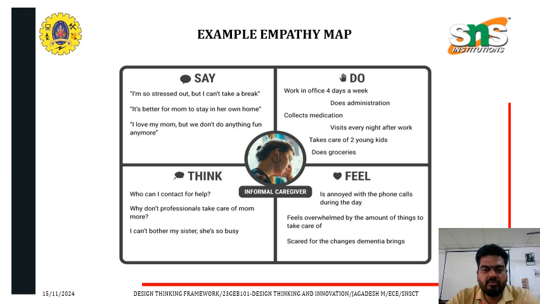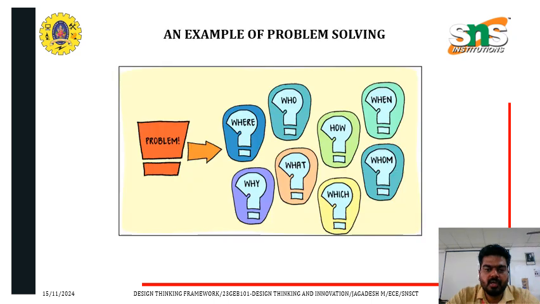So examples of an empathy map are say, do, think, and feel. An example of problem solving: if you are given a problem, we have to ask so many W's. That means where, who, how, what, why, which, whom, when. So if you answer these questions, then automatically that leads you to solve the problem.